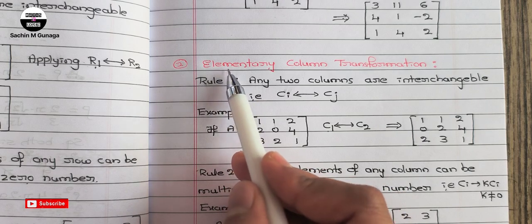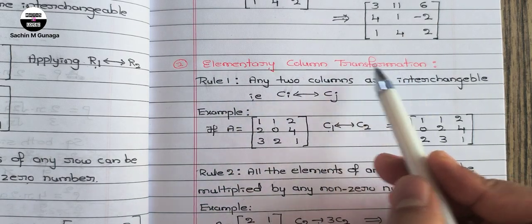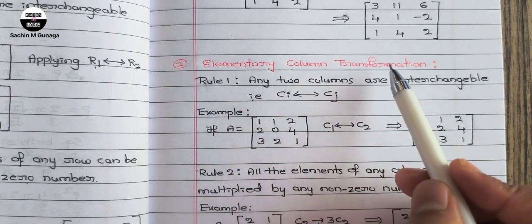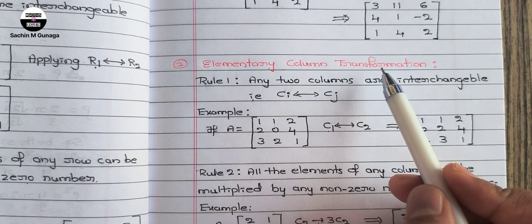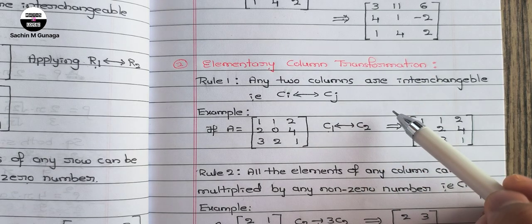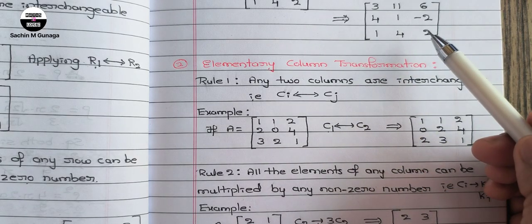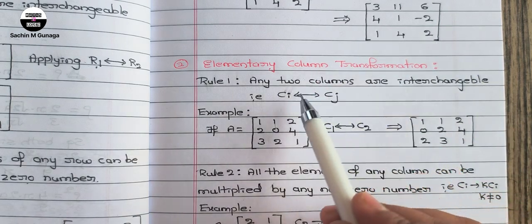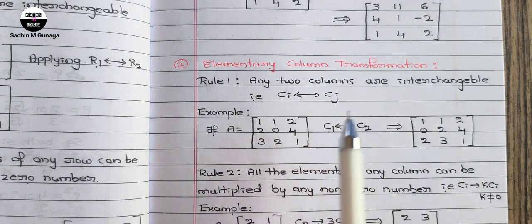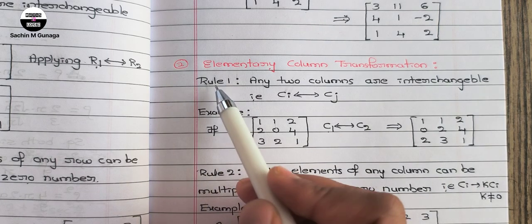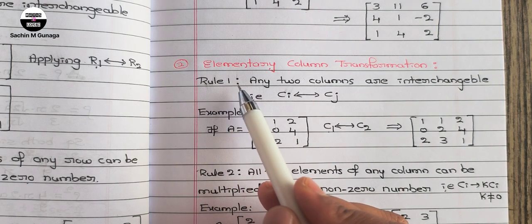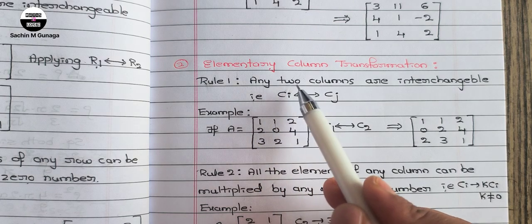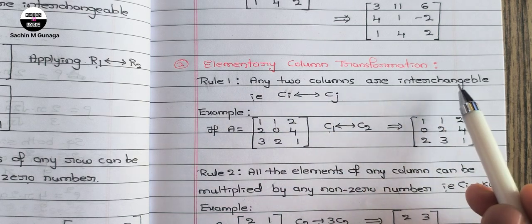Next, elementary column transformation. So in column transformation, only columns of matrices are transformed. Only columns of the given matrix are transformed and no changes are made in the rows. So here also there are 3 rules. Let us understand rule number 1. What is that rule number 1? Any two columns are interchangeable.